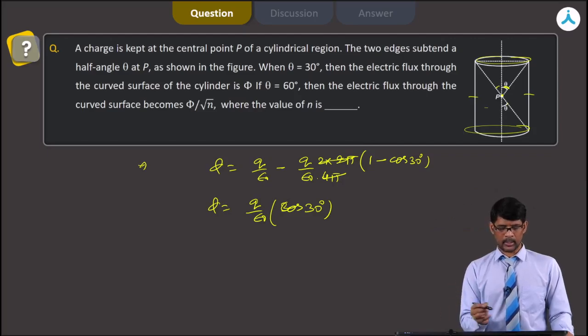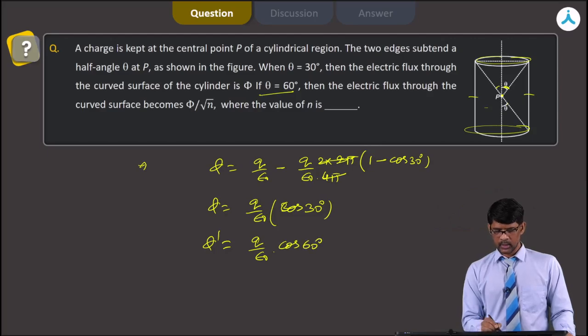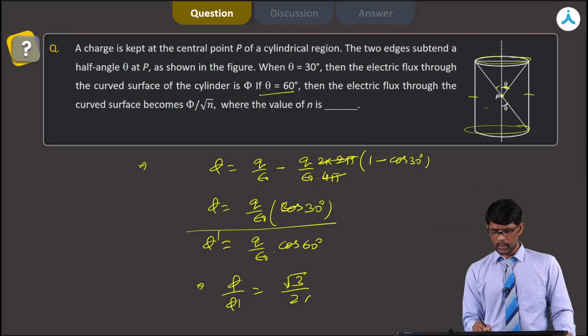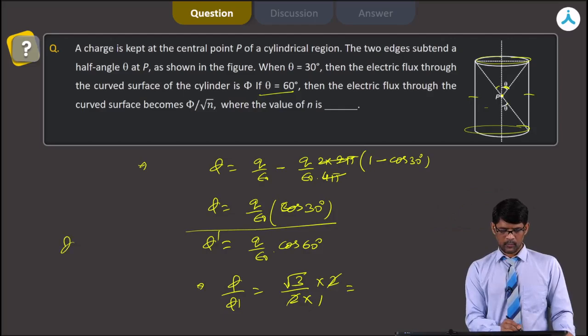Now in another case, if the angle is 60 degrees, then the electric flux through the curved surface comes out to be phi divided by square root of n. So I will write it down as the flux now will be equal to phi dash. So it will be equal to Q divided by epsilon naught cos of 60 degrees. Dividing these two together, I'll be getting phi divided by phi dash equal to root 3 by 2 and here 1 by 2. So that is coming out to be phi dash equal to phi divided by root 3.